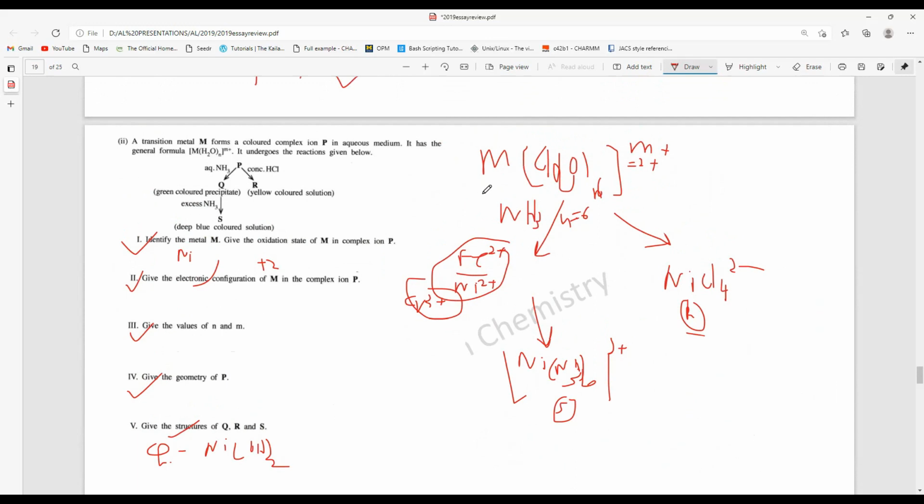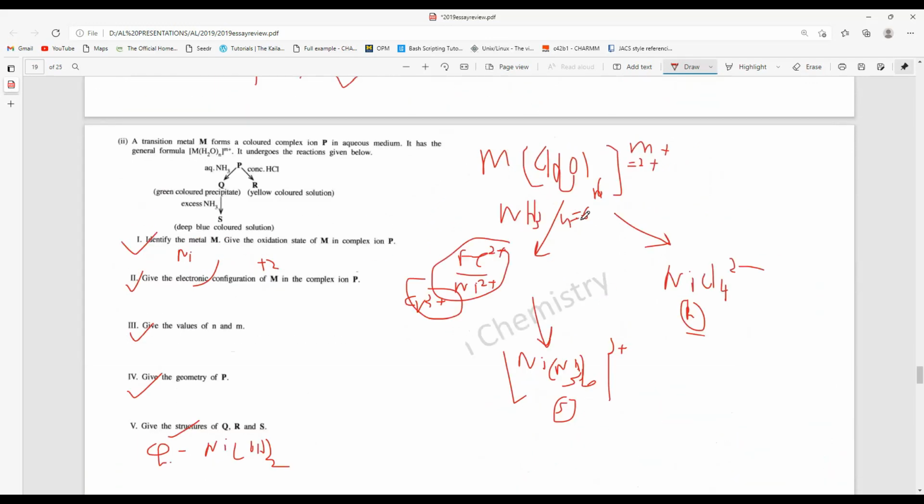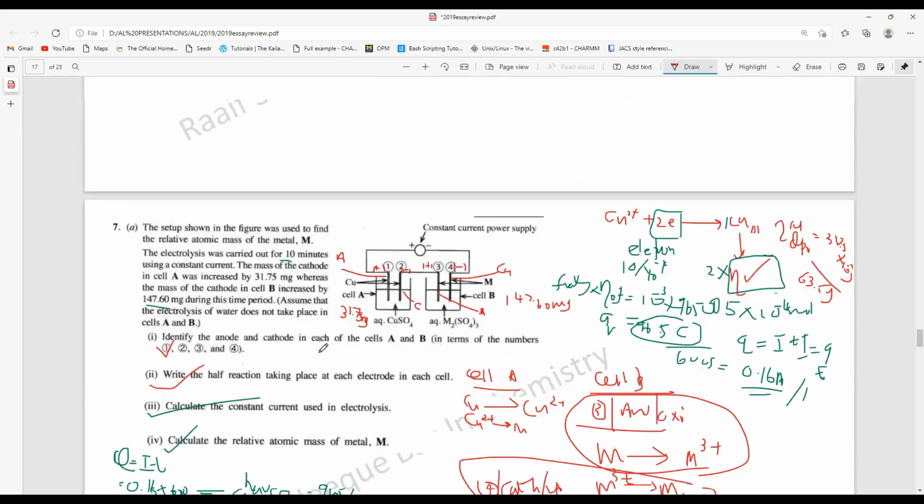The only difference is that P and S are cations. The charges are positive, so we use nickel. But R is a negatively charged species, so we use nickelate. That's the idea. This is hexaaqua, this is hexaammine, and here this is tetrachlorido, not chloro. Okay, chlorido, that's the new way. Right, so that's it. This is a nice question again.